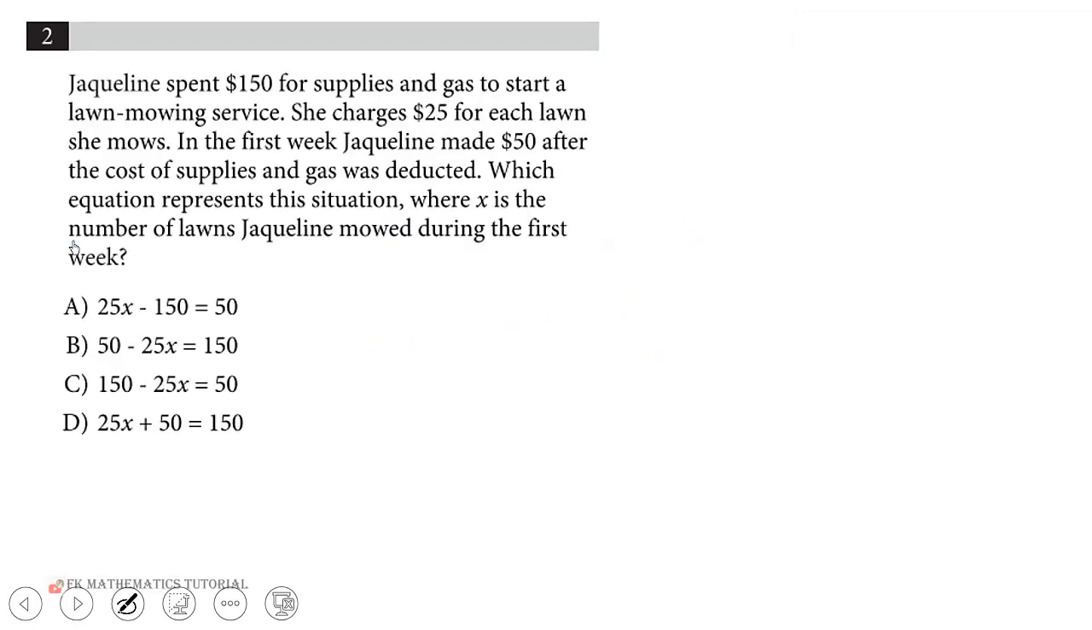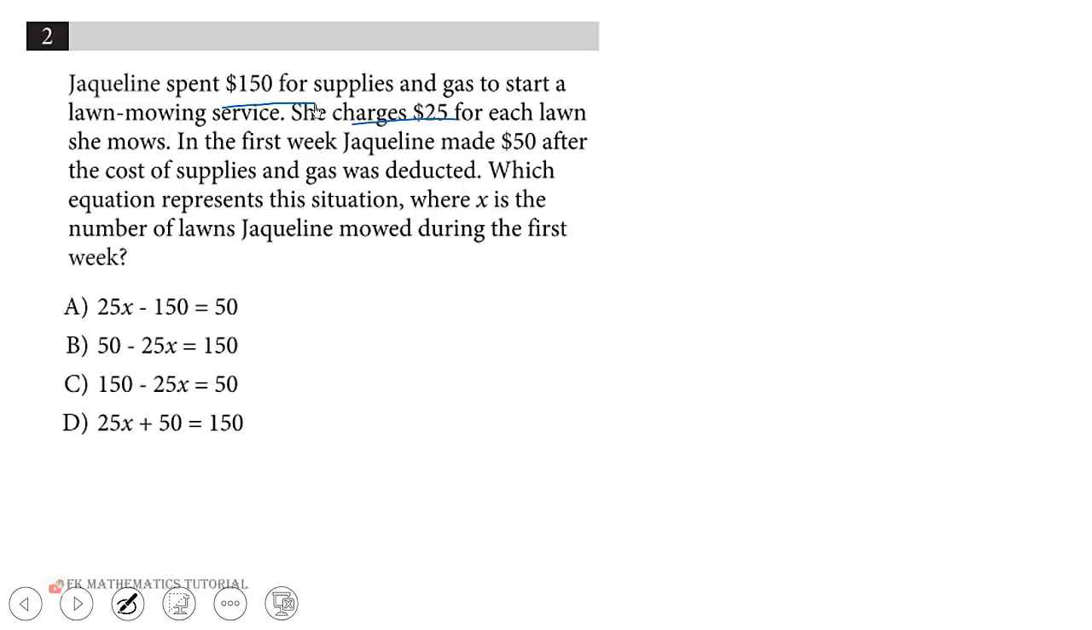Jacqueline spent $150 for supplies and gas to start a lawn mowing service. She charges $25 for each lawn she mows. In the first week, Jacqueline made $50 after the cost of supplies and gas was deducted. Which equation represents this situation, where x is the number of lawns Jacqueline mowed during the first week?